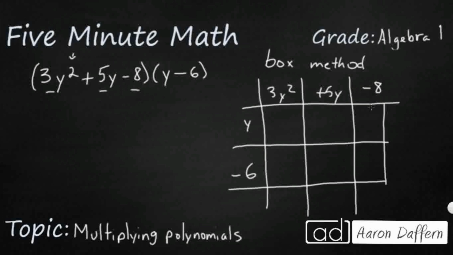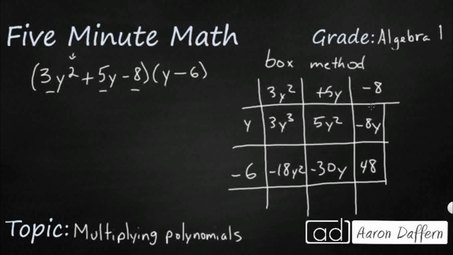And we're just going to multiply each one. So 3y squared times y is 3y cubed. 5y times y is 5y squared. And then negative 8 times y is negative 8y. Second row, I've got a negative 18y squared. I've got a negative 30y. And then I've got a 48, positive 48.